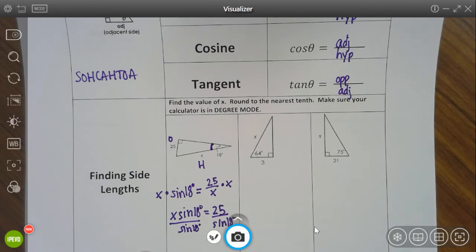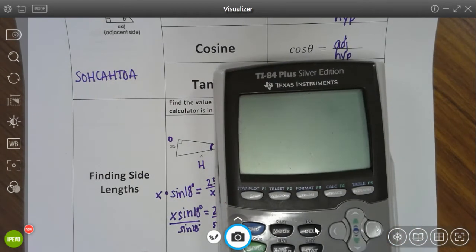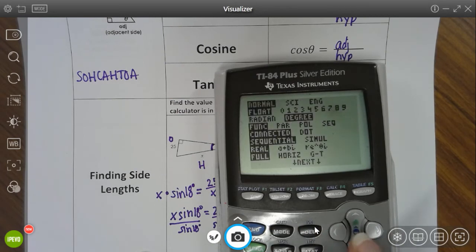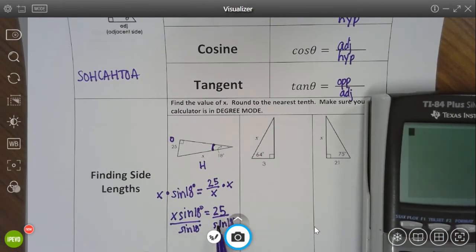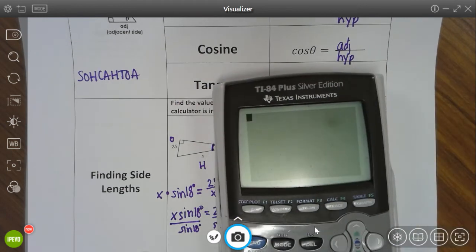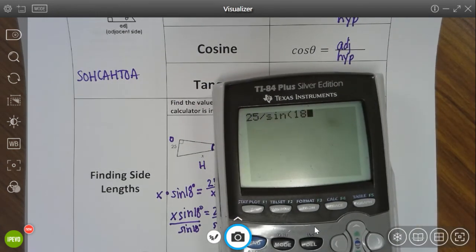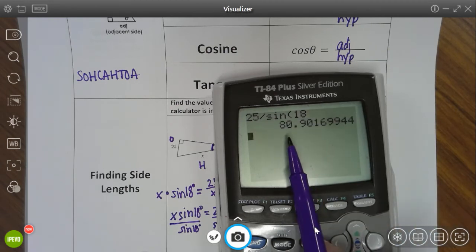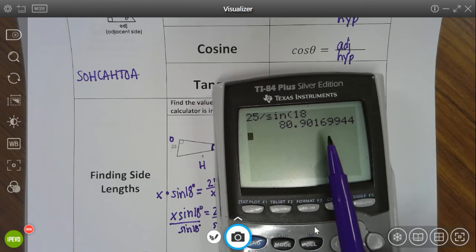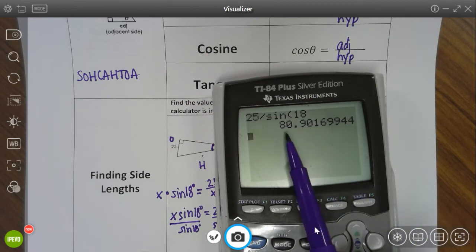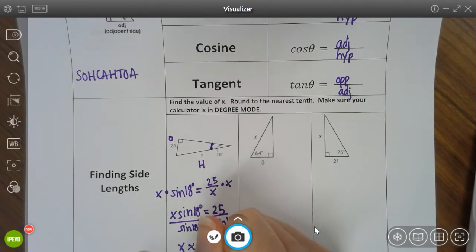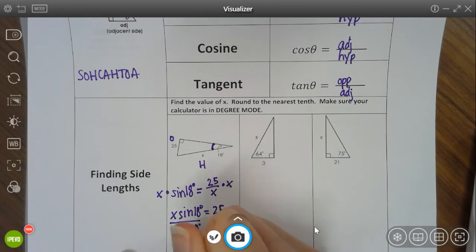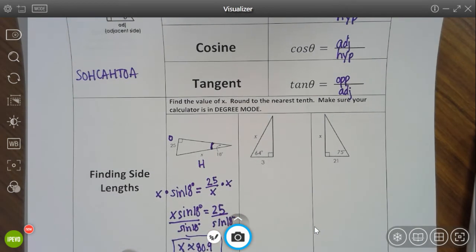And again, I have my graphing calculator, so I'm going to go ahead and use that. I'm going to make sure that my mode is in degree, so I can see the black boxes right there on degree. To find x, I want to do 25 divided by sine of 18. And I'll press enter, and my answer is 80.9016, and so on. They want us to round to the nearest tenth, so I'm going to make it 80.9. So I'm going to say x is about 80.9 because it wasn't exactly that. And we don't have any units for our side length, so we're just going to leave it as 80.9.